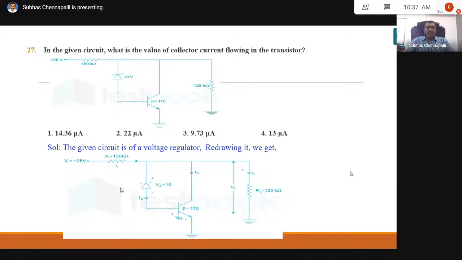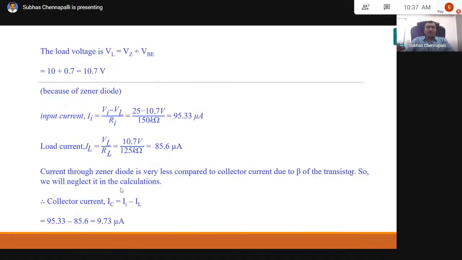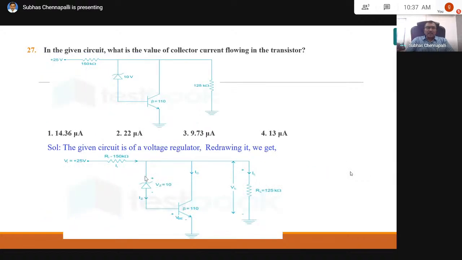Okay. So in that case, what I do, I will write the load voltage. I mean, here it is VI. Then this is VZ, from here to here VZ, from here to here VBE. So this voltage is nothing but the voltage across the load resistor, voltage from collector to the ground also, and the breakdown voltage plus voltage from base to emitter.